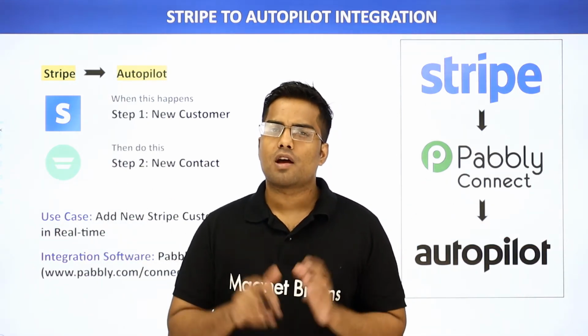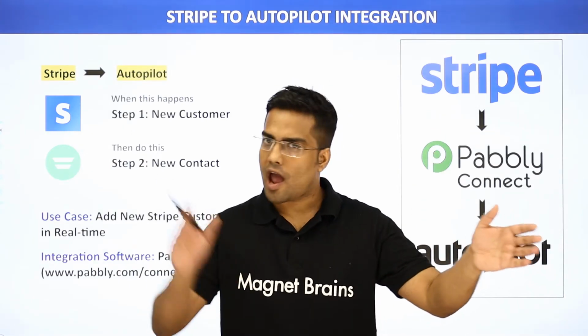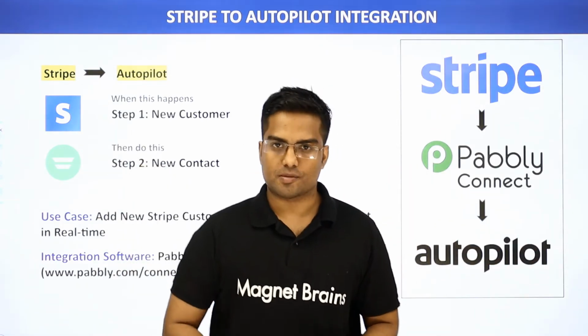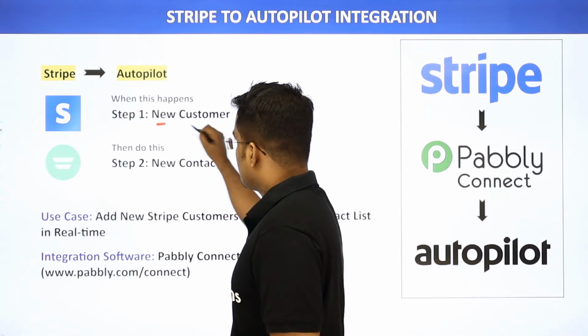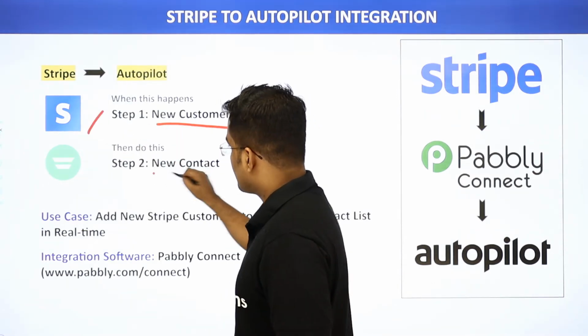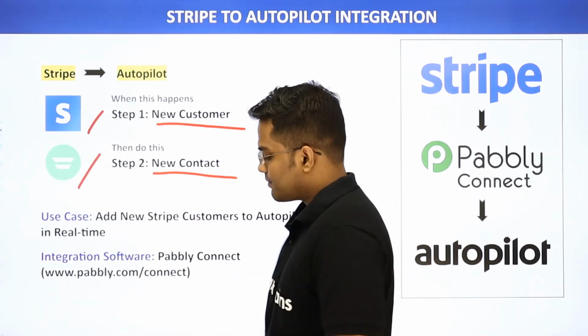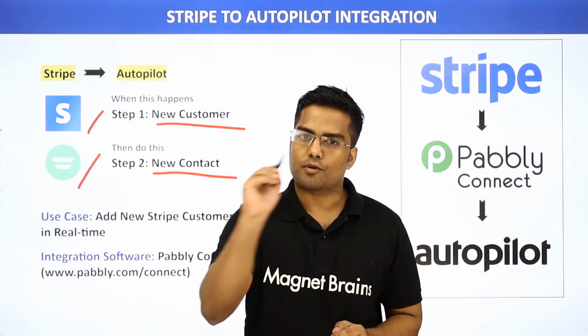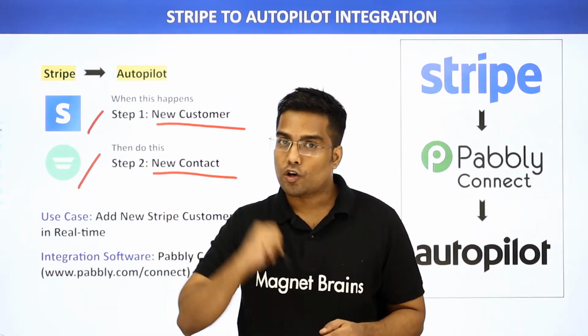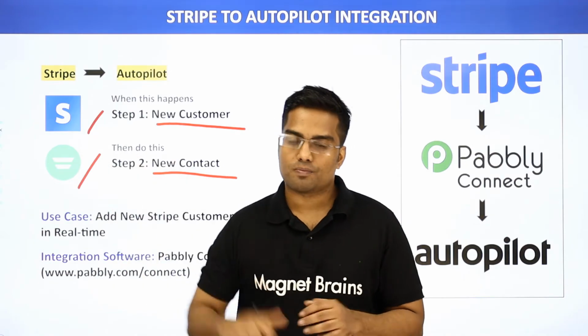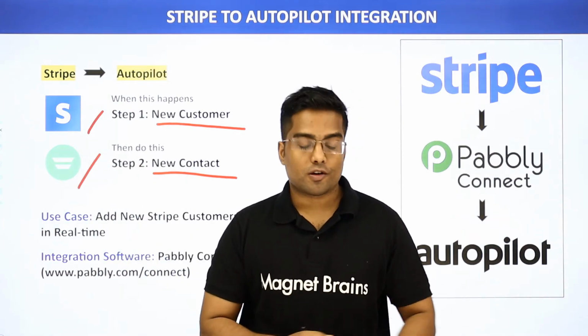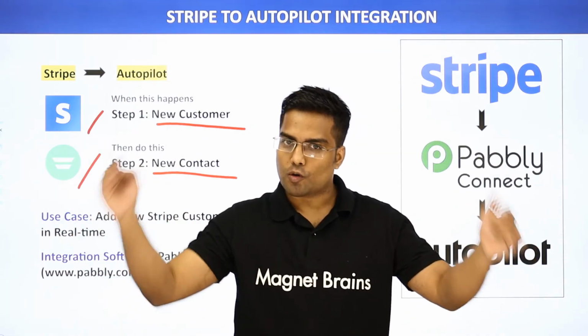So in this video, we will learn how to integrate Stripe and Autopilot. Our use case is pretty simple. When a new customer is created in Stripe, it will create a contact in Autopilot. Now Stripe is an online payment processing platform and Autopilot is a marketing automation tool. So what we are going to do is send the data from Stripe to Autopilot.